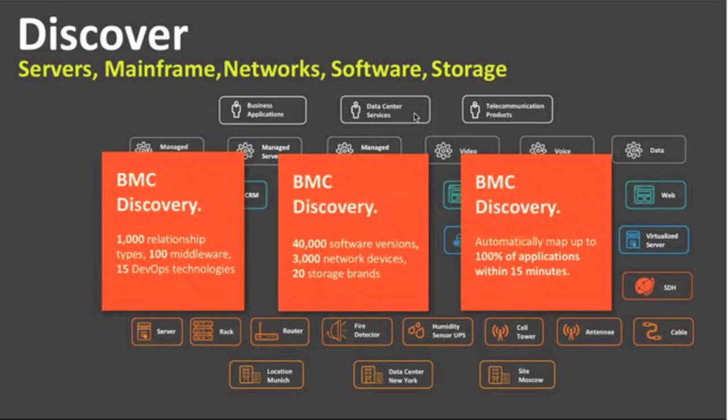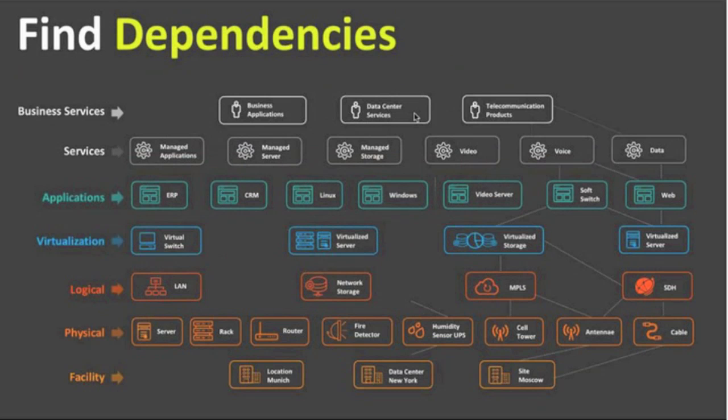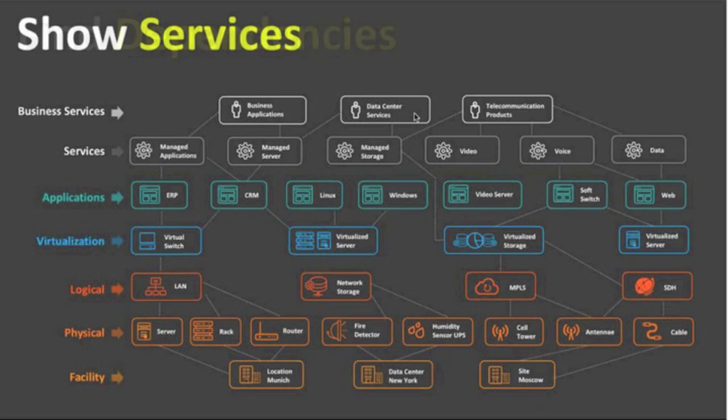Now we're down to 15 minutes or less. If you can draw a circle with a mouse, you can map an application. So we're really proud of that technology today. As I mentioned earlier, we go out and find the dependencies across all of the network, from the facility to the physical, logical, your virtualization, your applications, and tie it all into your services. And then as we put it into a CMDB, we can tie business services together with that information.